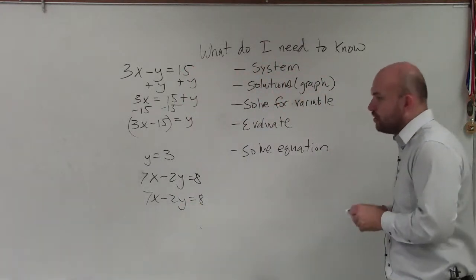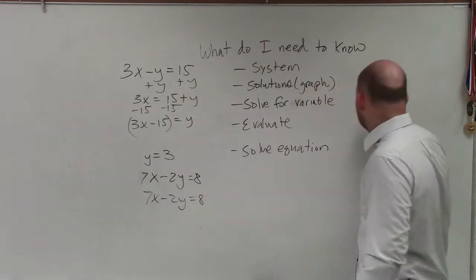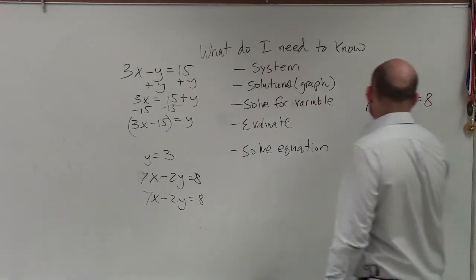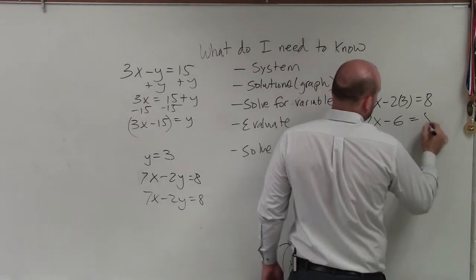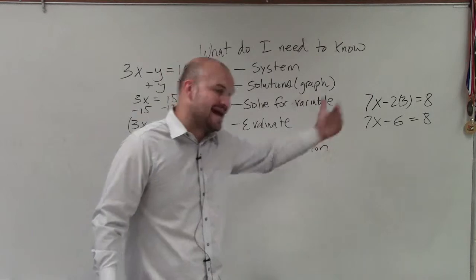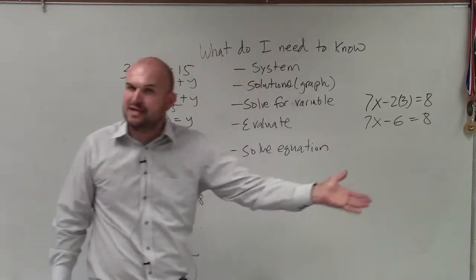Lastly is knowing how to solve an equation. Once I plug y in there, I have 7x minus 2 times 3 equals 8. 7x minus 6 equals 8. Now go ahead and solve the equation. Use your inverse operations: add 6 on both sides, divide by 7 on both sides.